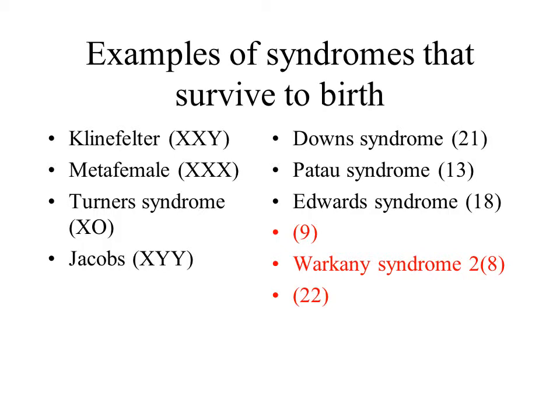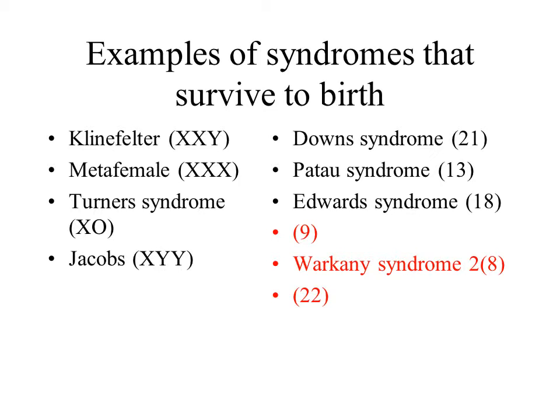Examples of syndromes that survive to birth are as listed. Klinefelter's syndrome has XXY. Metafemale has extra X's. Turner syndrome has XO. And Jacob's syndrome has an extra Y, XYY. So all of those are defects in the chromosomal number, and all of those are in reference to the sex chromosomes. To the far right, these are autosomal abnormalities. They have extra chromosomes that are in the category of autosome.